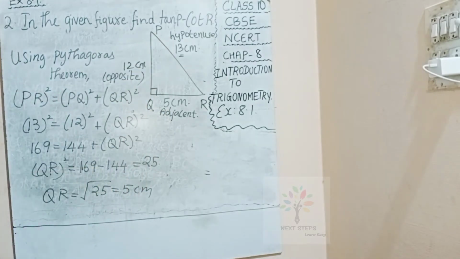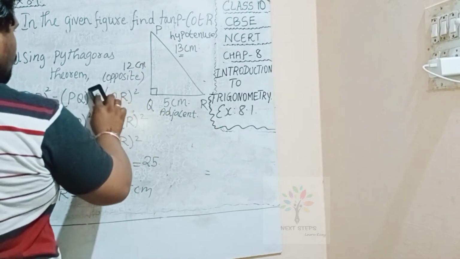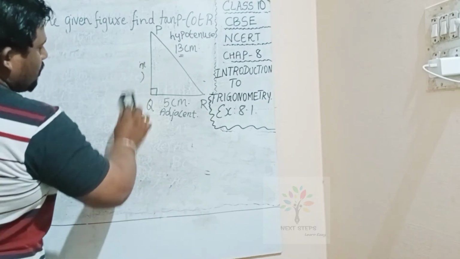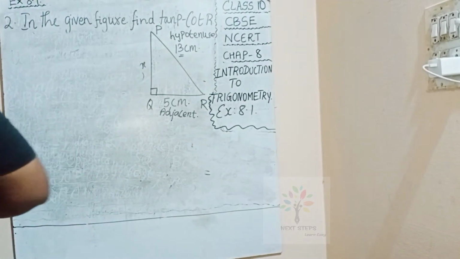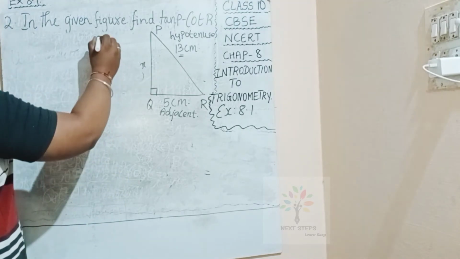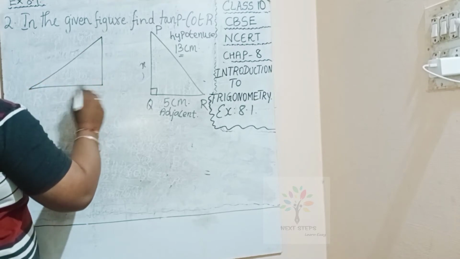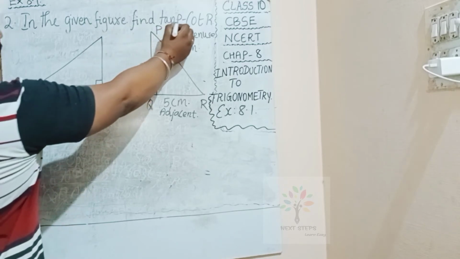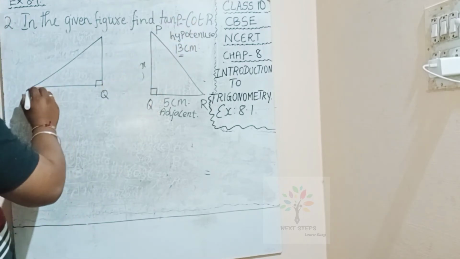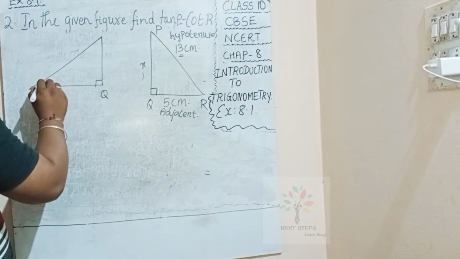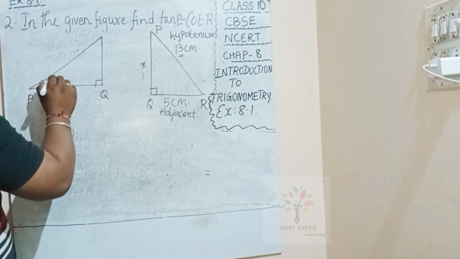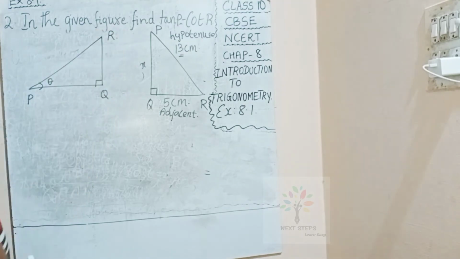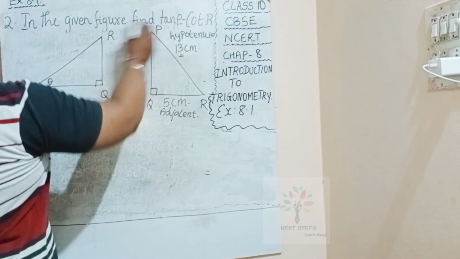If you want to find the tan P, what I have to do? I am going to redraw the diagram like this. They ask you to find tan P. So here Q is a right angle, and they ask you to find P. So we have to make the P with respect to the theta. So I am getting the diagram like this: P, Q, and R.